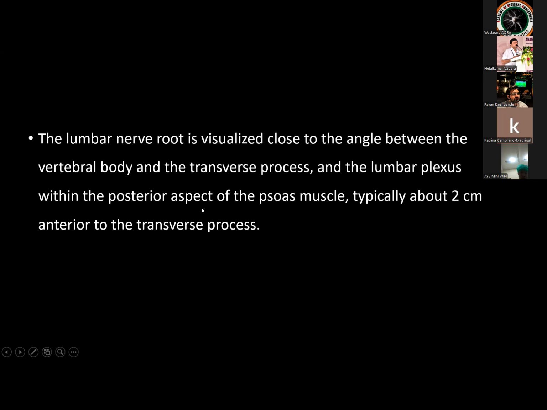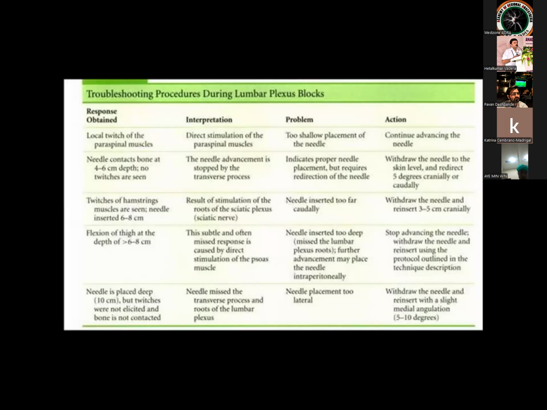The lumbar nerve root is usually close to the angle between the vertebral body and transverse process, and the lumbar plexus lies within the posterior aspect of the psoas muscle, typically about 2 cm anterior to the transverse process. These are some troubleshooting tips during the lumbar plexus block.